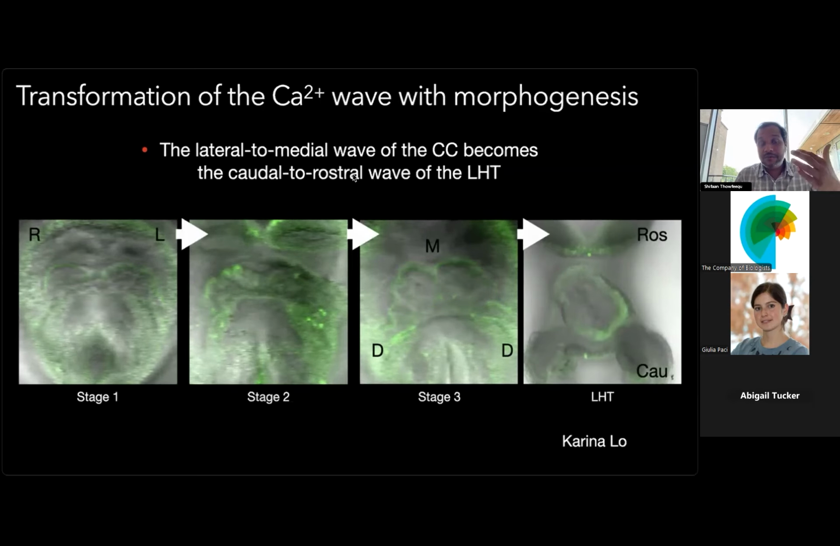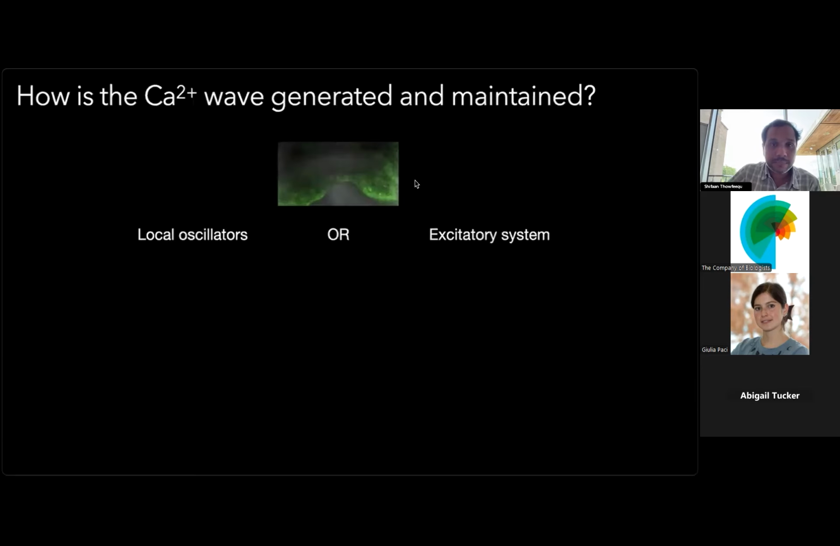And with further embryonic development, as the embryo undergoes folding and the formation of the linear heart tube, what you see is that the lateral medial wave gets converted into a caudal to rostral wave. So now we have a time series of how this wave evolves through development with the morphogenesis of the heart. But this still leaves us several questions about how the wave is generated and maintained.